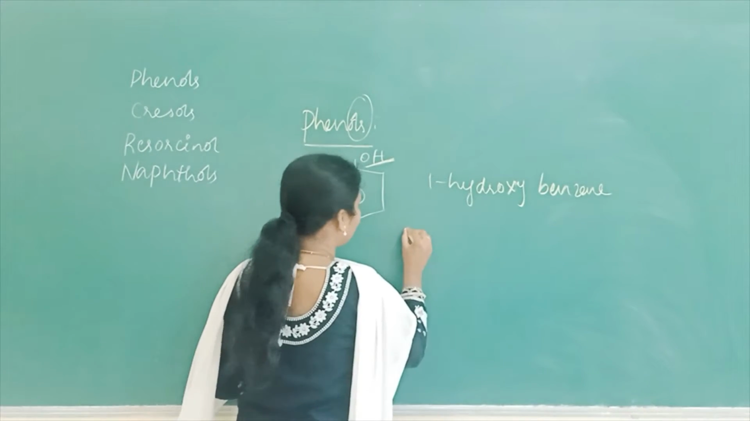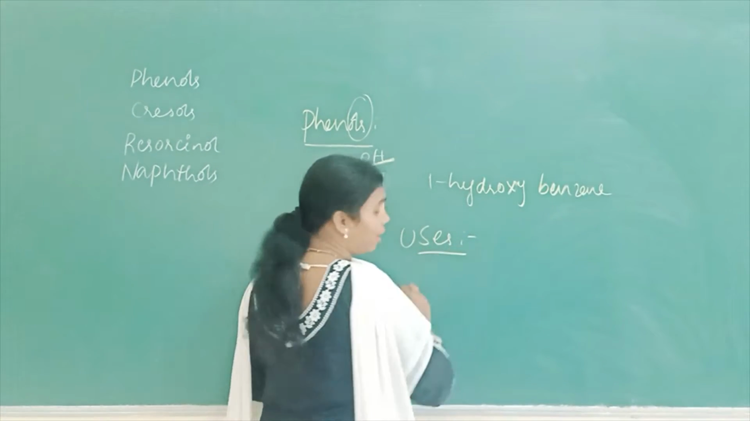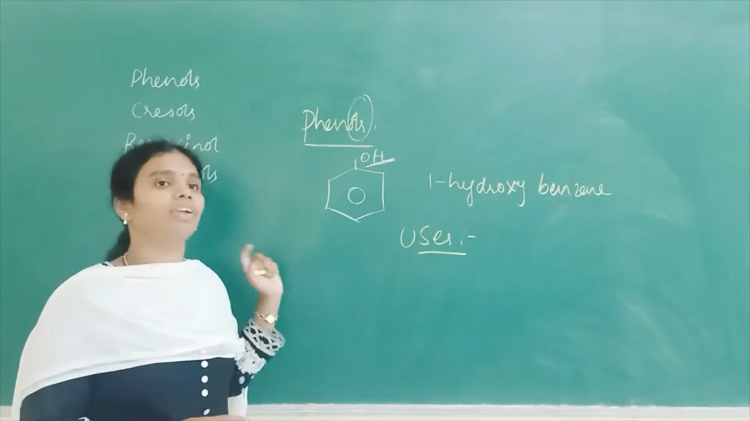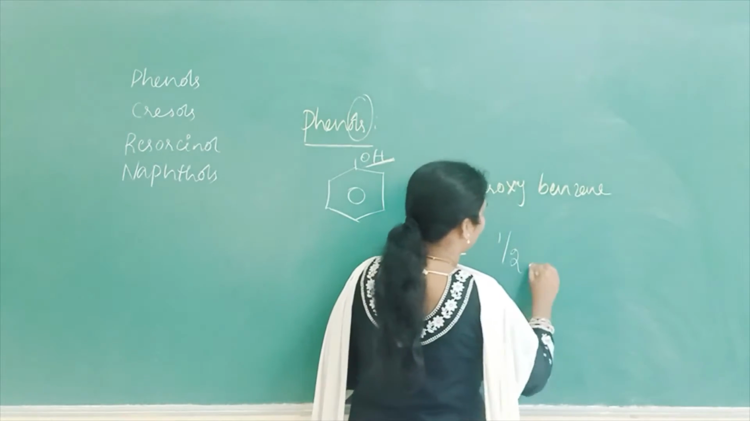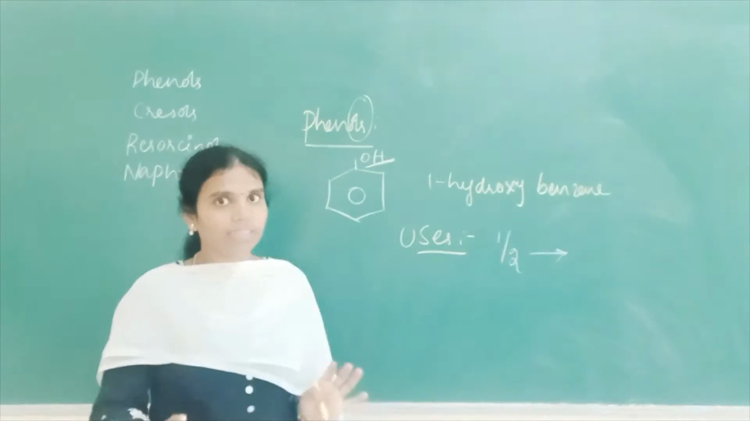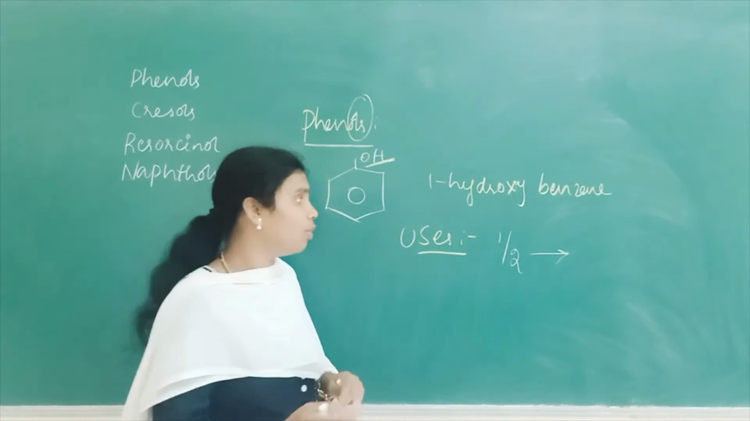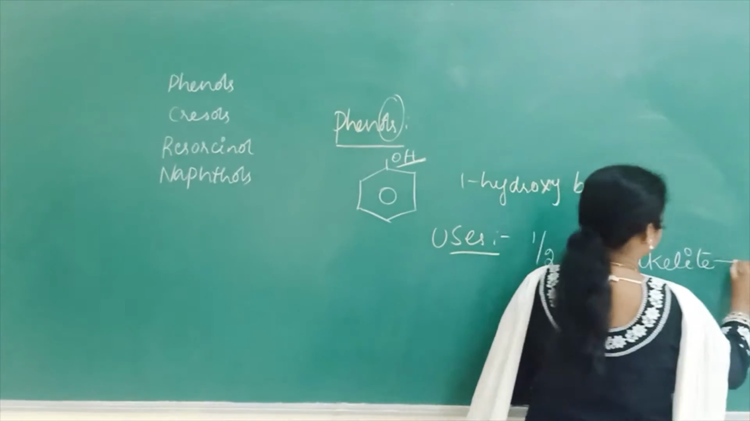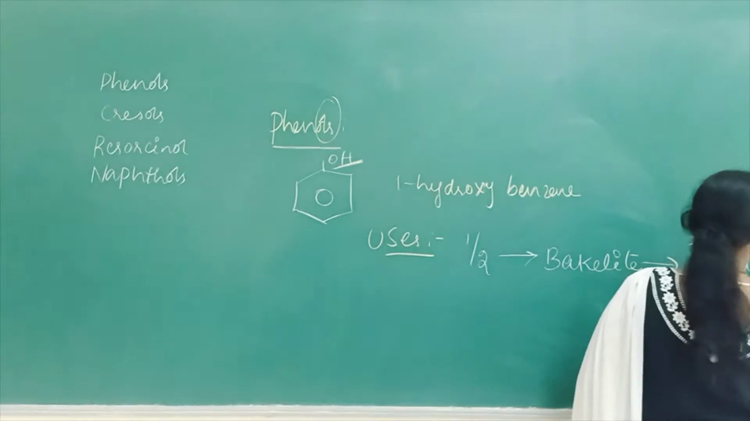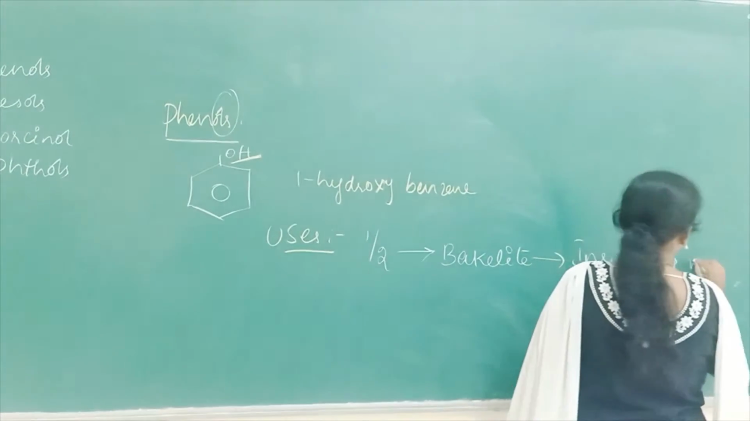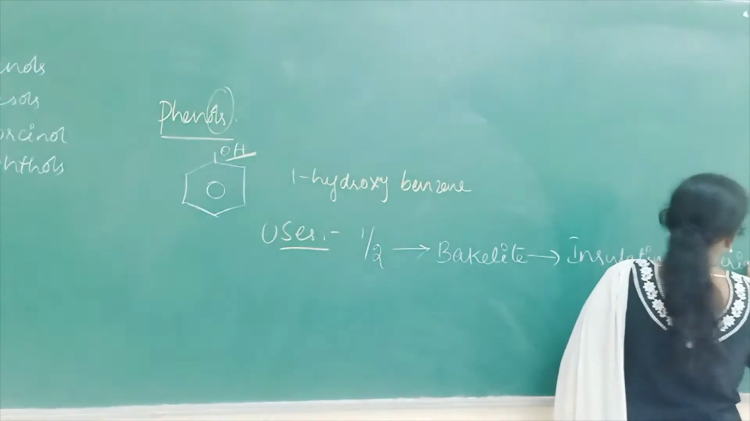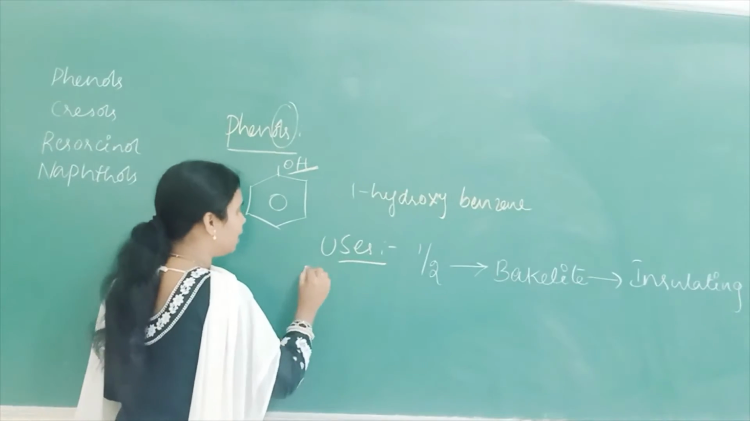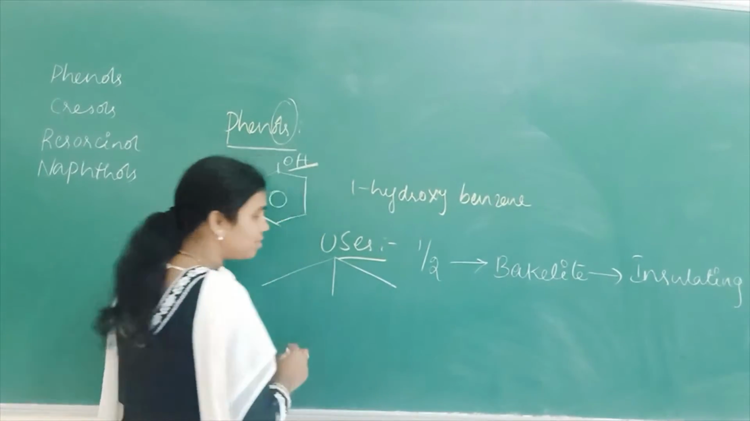And coming to the uses, as I have already told you about bakelite. Half of the world's production of phenol, however much they are producing, half goes to manufacture bakelite, which is an insulating or heat resisting material for various electrical fittings. So this is the very important use. Other than that, it has several uses. Let us discuss one by one.